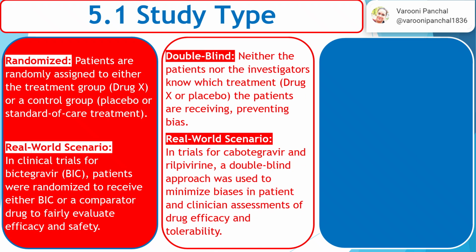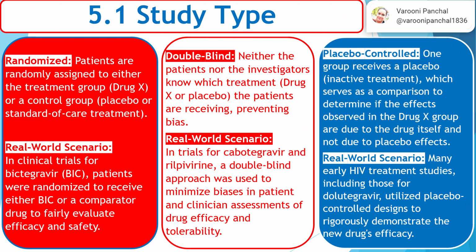Double-blind. Neither the patients nor the investigators know which treatment, drug X or placebo, the patients are receiving, preventing bias. Real-world scenario. In trials for cabotegravir and rilpivirine, a double-blind approach was used to minimize biases in patient and clinician assessments of drug efficacy and tolerability.